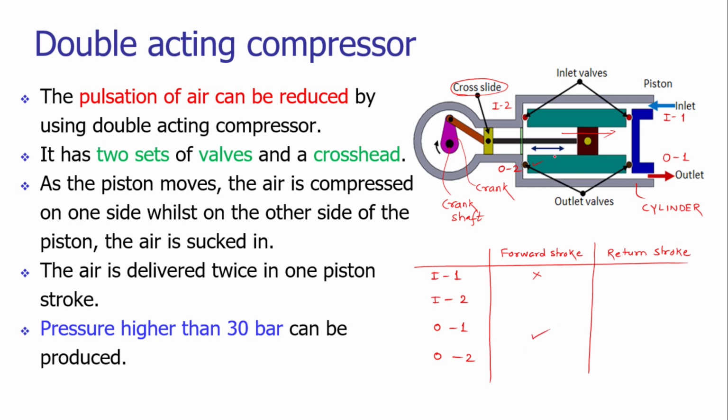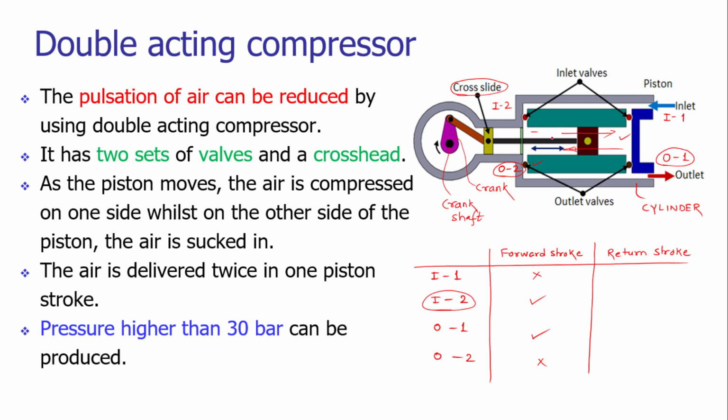But during this forward stroke, there is a creation of vacuum at the back side of the piston, at this side of the piston. So here, due to the pressure difference, there is a reduction in the pressure. Inlet valve 2 will be open. So there is an opening of inlet valve 2, and a closing of outlet valve 2. In the forward stroke, inlet valve 1 is closed. There is a pulsed output that we are getting from the outlet valve 1.